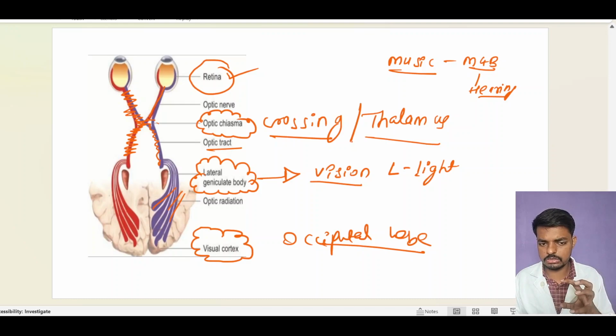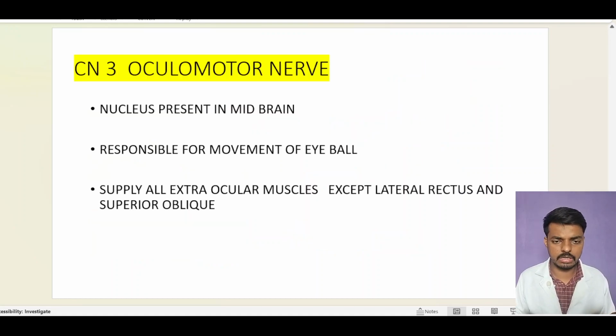I have explained this occipital lobe while studying the functional areas of the brain. Please do visit that video after this class. You will get very much clarified. We'll move forward to our next topic, that is the very important nerve, the oculomotor nerve.